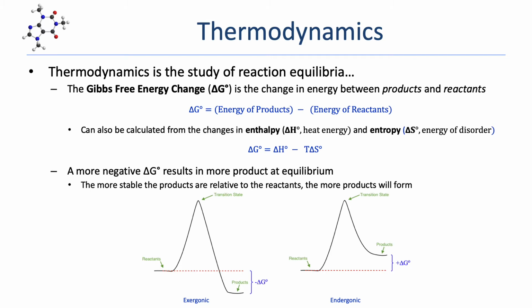In an endergonic reaction, we have a positive ΔG°, and that means that the products are less stable or higher in energy than the reactants. A very endergonic reaction will form very little product at equilibrium and have a considerable amount of reactant left over.